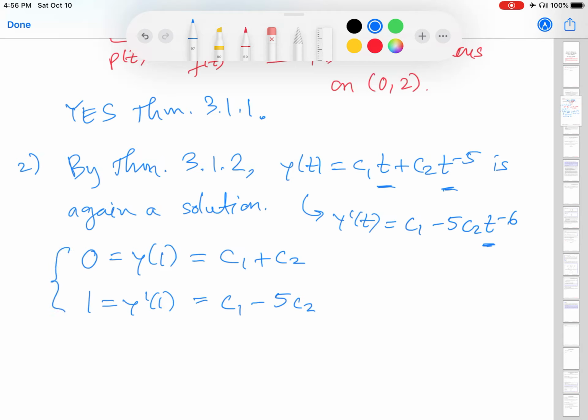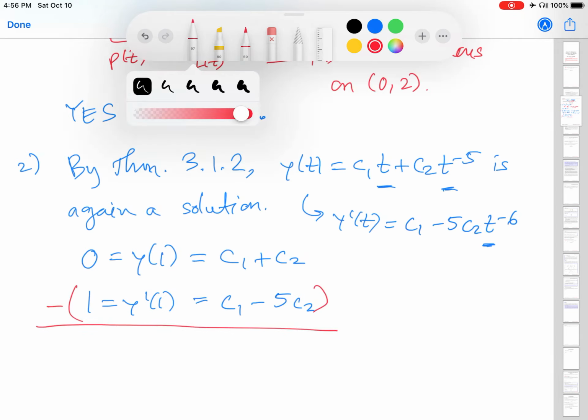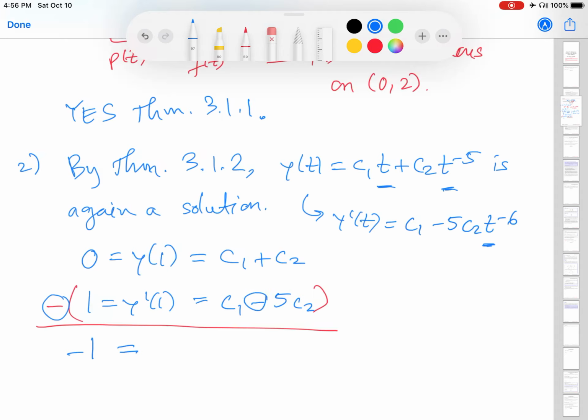There are a variety of ways you can do that. I am going to subtract this second equation from the first. So I'm going to multiply this by -1 and then add. Another way of saying what I just said. And then what's going to happen there? So I get 0 minus 1, that's -1, equals c1 minus c1 is 0, c2 minus negative 5c2, that's c2 plus 5c2, that's 6c2. So that tells me that c2 is minus 1/6.